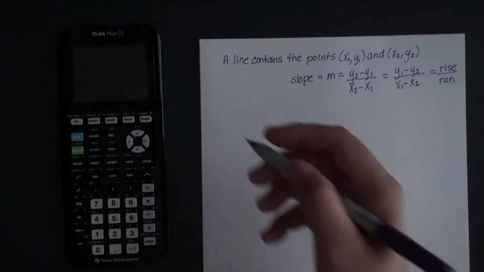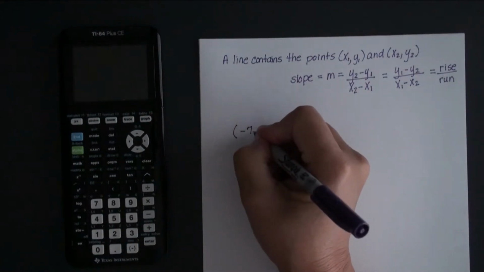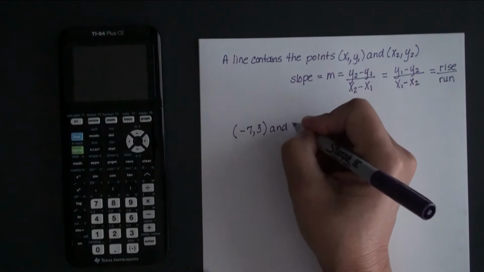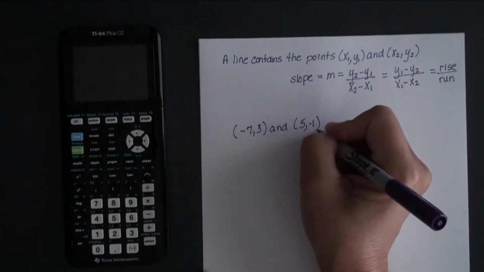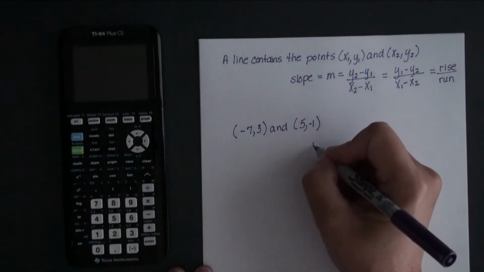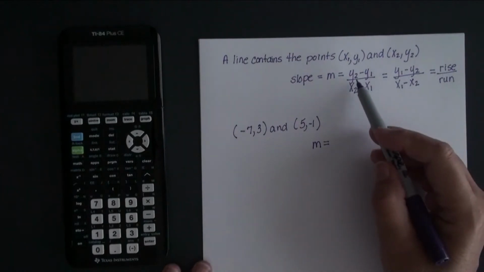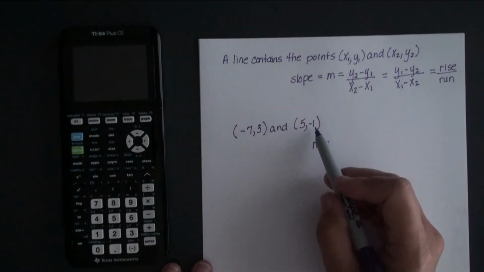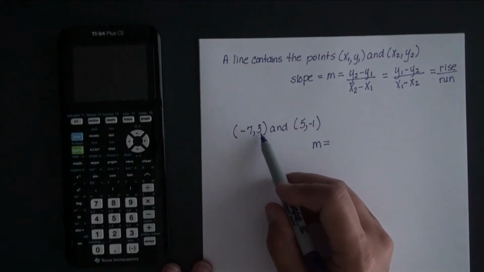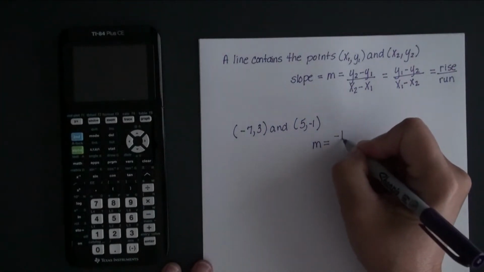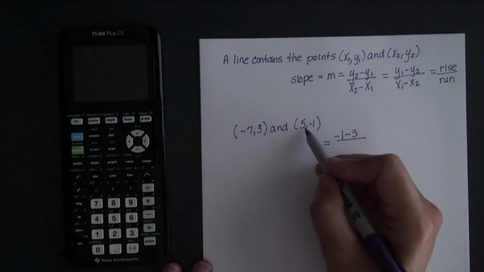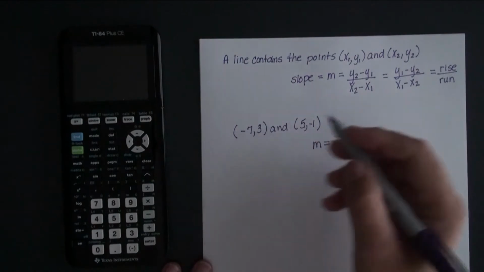So let's suppose that we have a line that contains the points negative 7, 3 and 5, negative 1. Let's find the slope of the line that contains those points. So according to my formula, I need to subtract the y's. I'll start with this point. y2 is negative 1, and y1 would be positive 3. So negative 1 minus 3 divided by 5 minus negative 7.